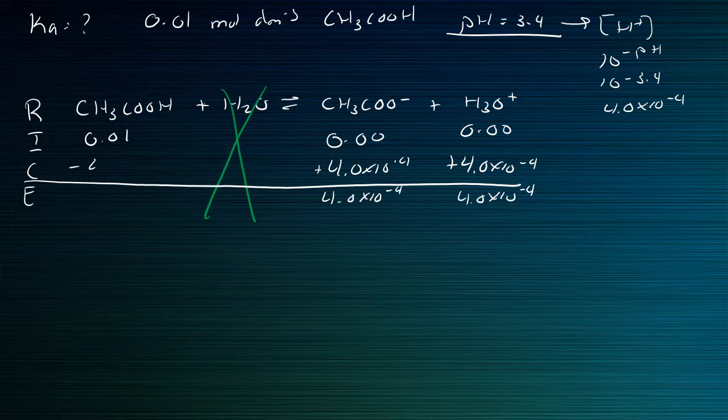So we need to subtract that 4.0 times 10 to the negative 4 from our original acid, and we get 0.01 minus 4.0 times 10 to the negative 4. So based on our sig figs, it's 0.01, and that is showing you that we can assume the initial concentration is going to be the same based off what we can measure and the precision of the data we're given. Set up your Ka expression.